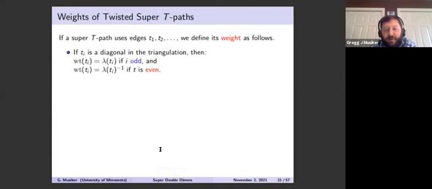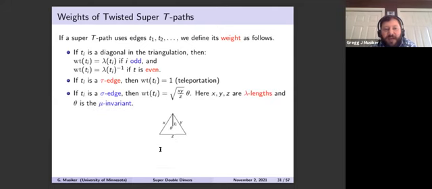So it's going to be very similar to what we saw before. For diagonals in the original triangulation, they're in the numerator and denominator as lambda lengths, respectively, technically super lambda lengths. But then if it's a tau edge teleportation, it's unweighted. And if it's a sigma edge, which are odd indexed, then it's a mu invariant times this square root, where it's adjacent over opposite.